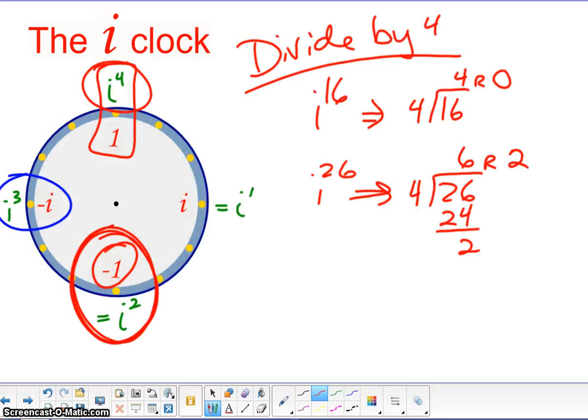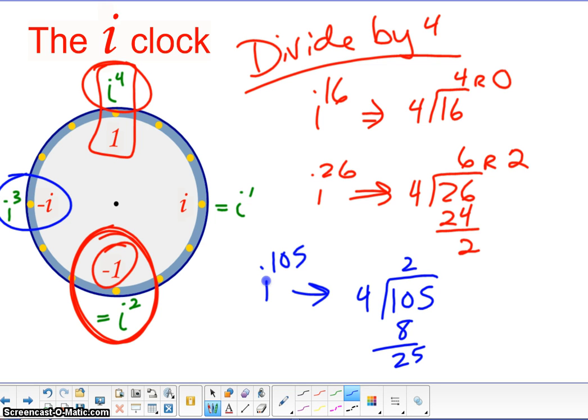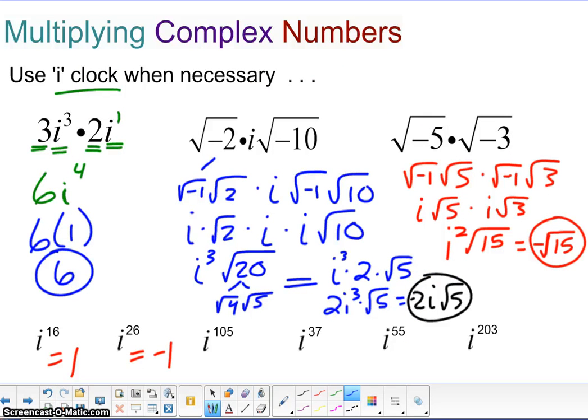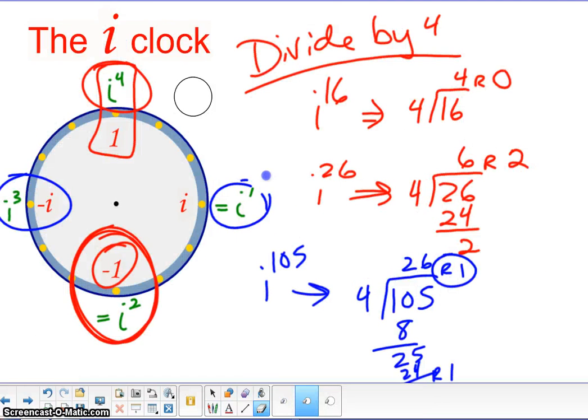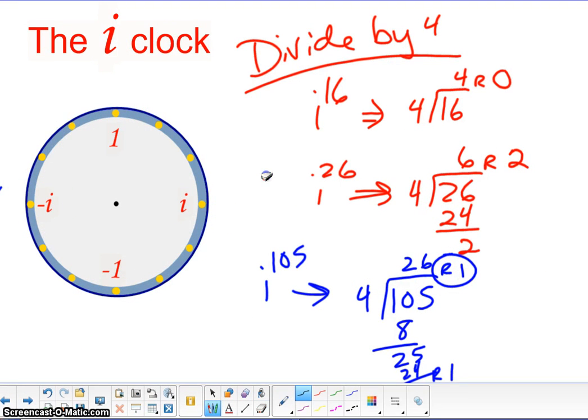Okay, next one is i to the 105th. Let's see what happens when we divide by 4. 4 goes into 25 6 times, leaving us with a remainder of 1. If there's a remainder of 1, that's the exact same thing as i to the first power, which is i. So you're always going to get one of the 4 answers on the i clock. It's either going to be 1, i, negative 1, or negative i. No other answers are allowed.